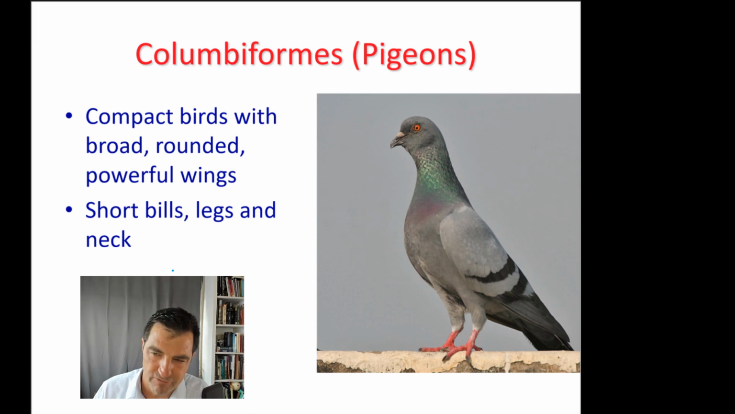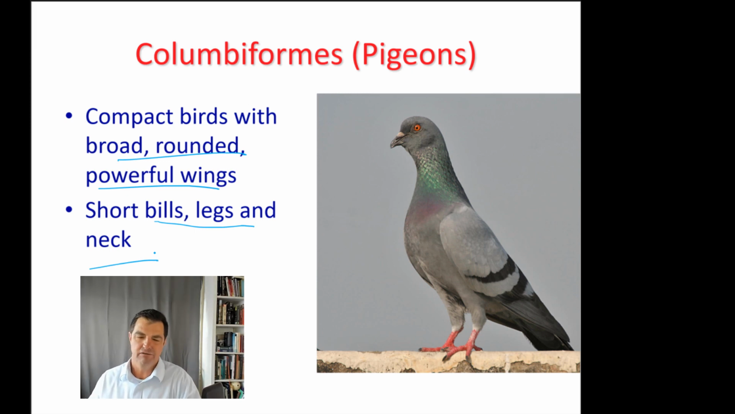Then we have the Columbiformes, which are pigeons and doves. This is a very heavy set, compact bird with broad, rounded, powerful wings, and they tend to have a short bill and legs and neck. So it's a very compact bird, but very powerful. So short, heavy, compact, and dense, but very powerful.